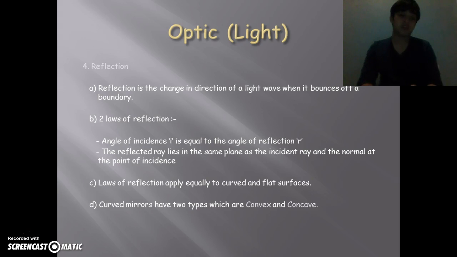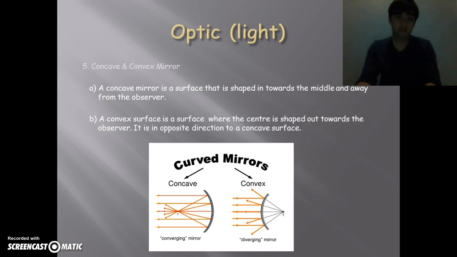There are two curved mirrors in reflection that I use, and they are called the convex and the concave. So let's talk about the concave and the convex mirror. The concave mirror is a surface that is shaped in towards the middle and away from the observer, as you can see in the diagram right here on my left. And the convex mirror is a surface where the center is shaped out towards the observer. It is the opposite direction to a concave surface.